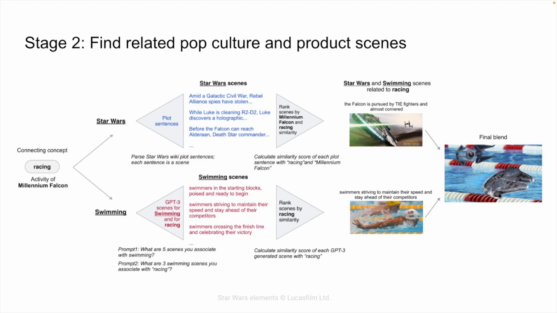In stage 2, to find blendable images from both domains, we first expand the pop culture domain into plot summary things related to racing and find relevant images. We then use GPT to generate things for the product that are related to racing, such as swimmers racing in the pool, and find relevant images. From here, the user can select things that they want to blend.